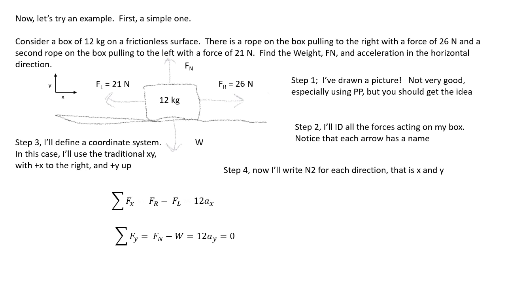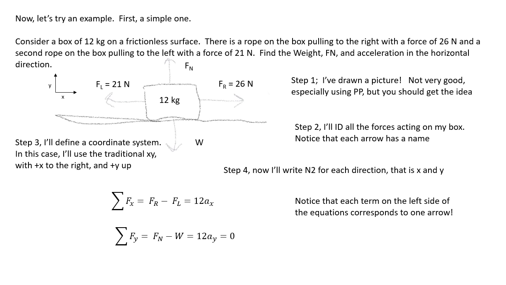Again, I've got the Fn in the positive Y direction. I have the W in the negative Y direction. The direction of my arrows in my picture compared to my coordinate system shows me which is plus or minus. It's always equal to MA, but sometimes we can make the assumption that the acceleration is 0.